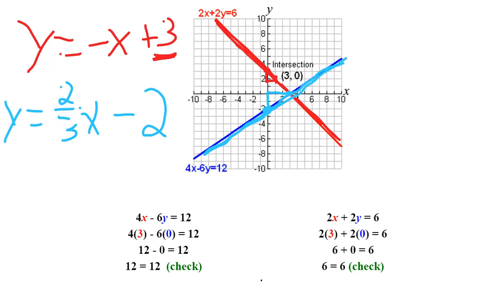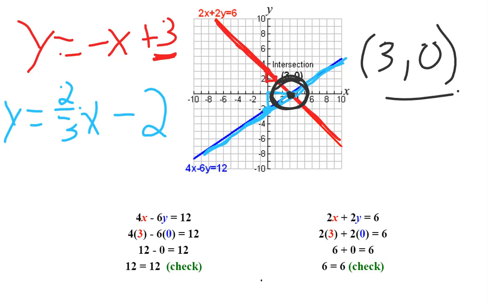Now, the whole point of this was to solve this system of equations. To solve the system of equations, we want to find where those two intersect. And we can see that intersection point is right here. And x, y, that is 3 in the x, 0 in the y. So my solution is going to be x equals 3, y equals 0.